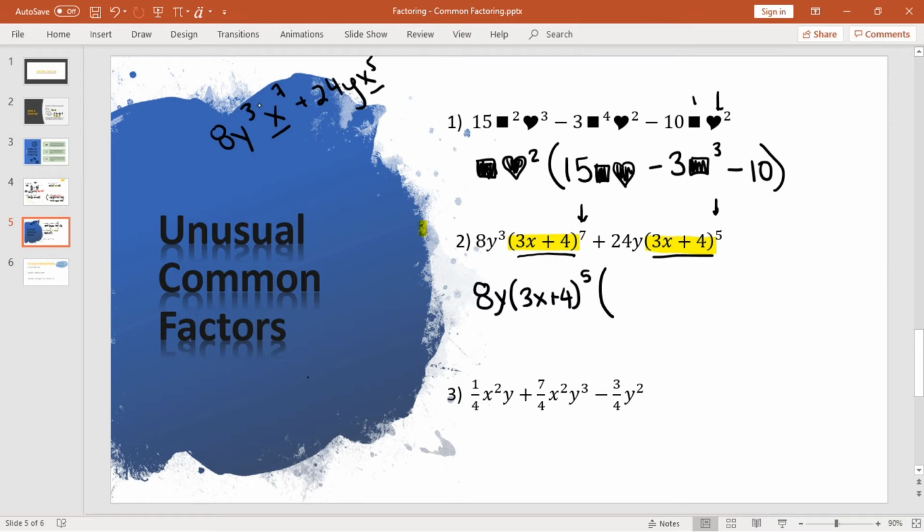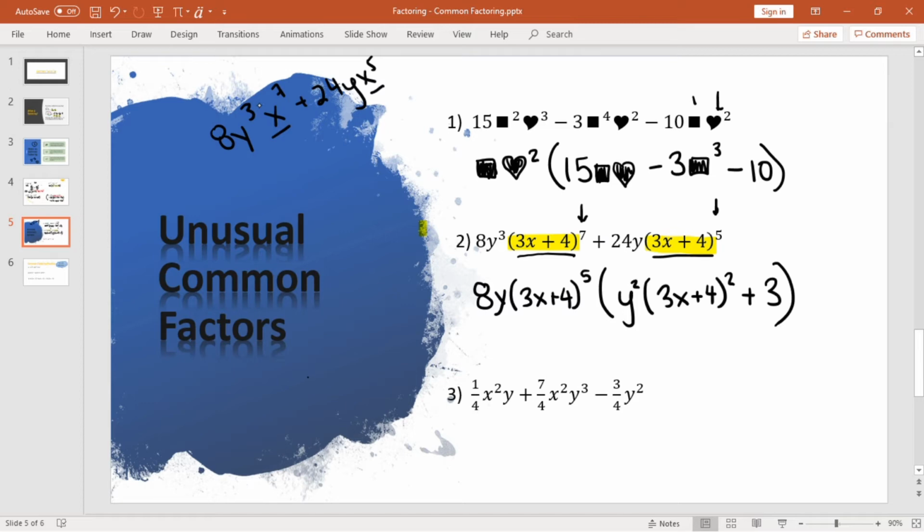And I'm going to see that the 8 divided by 8 is 1. Y cubed divided by y leaves y squared. And the power on the binomial is 7, and I'm dividing that by the same binomial to the power of 5. 7 minus 5, thinking exponent laws, leaves this behind. 24 divided by 8 is 3. Y divided by y is 1, so we don't have to write anything down. And (3x + 4) to the power of 5 divided by (3x + 4) to the power of 5 is 1. So we're done here.